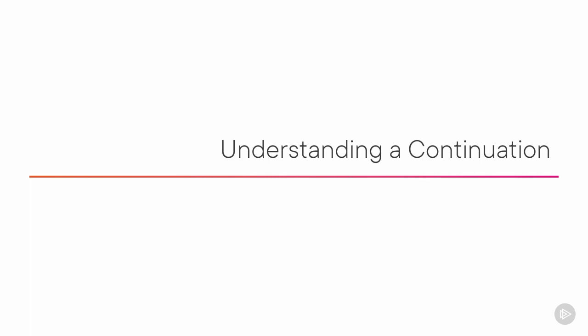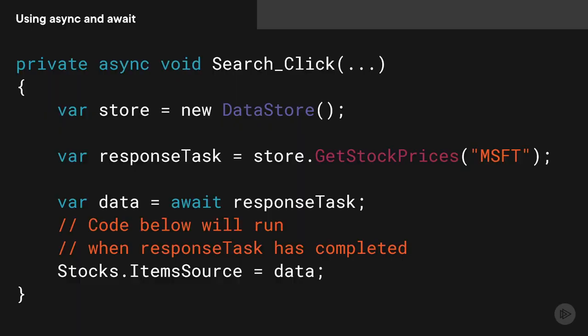Up until now, we've talked about marking the methods as async, introducing the await keyword, and the fact that the asynchronous operations introduce a separate thread where the work is being done. This avoids locking up the UI thread or the main thread of the application.